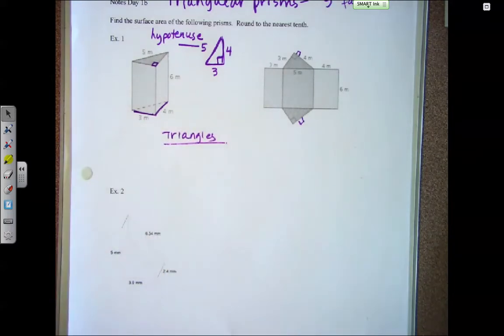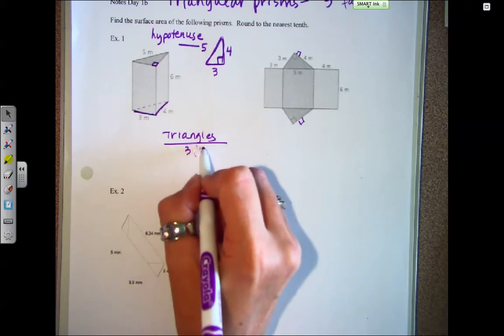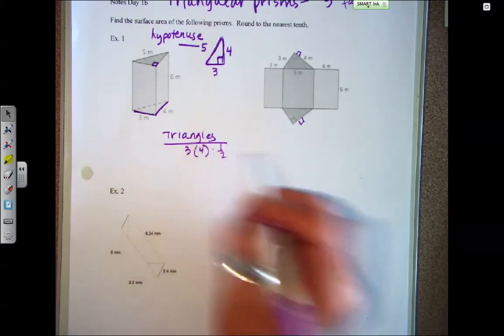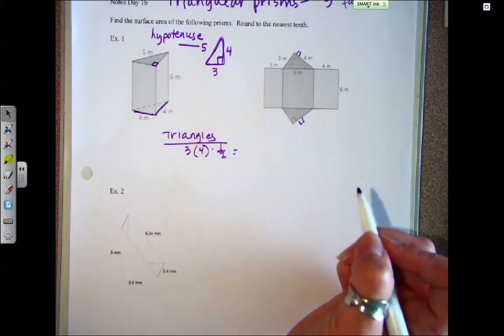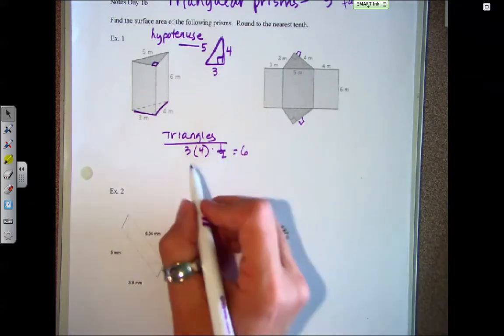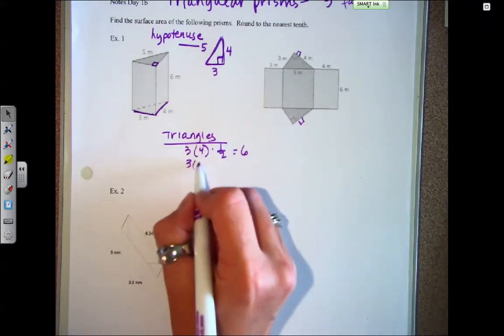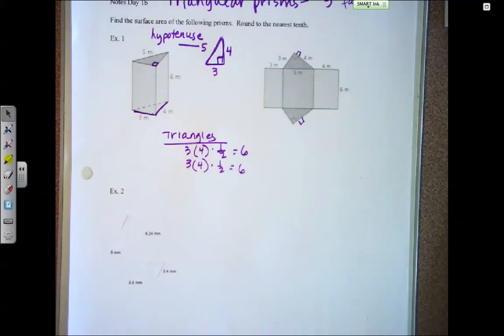What's the formula to find the area of a triangle? Half base times height. So, Ryan, my base is what? 3. My height is 4. Divided by 2 or multiply it by 1/2. So 3 times 4 is 12. Half of 12 is 6. And how many triangles do I have like that? 2. So I have 2 triangles that are exactly the same.